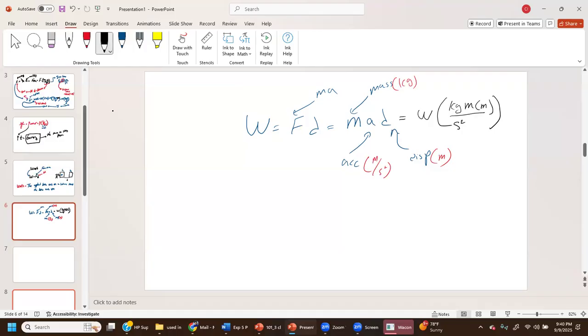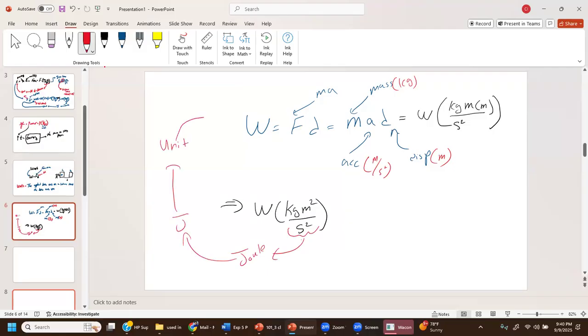So that means your work is going to be in kilograms meter squared per second squared. And that's, ladies and gentlemen, what we call the joule, which we give the letter J, which is our unit for the work.